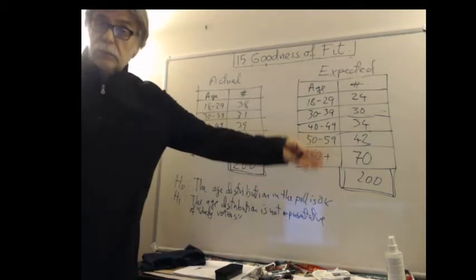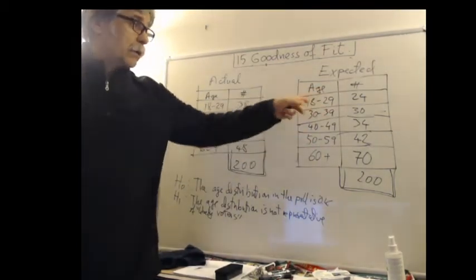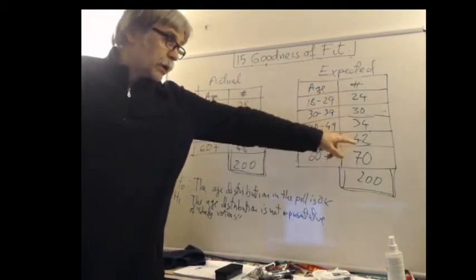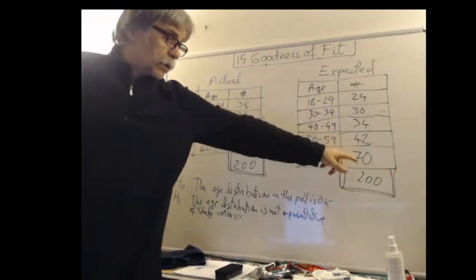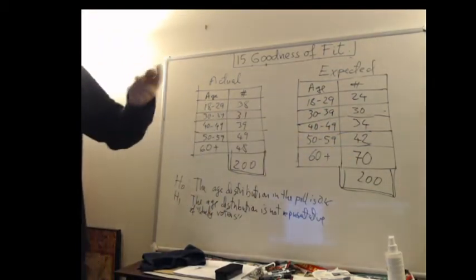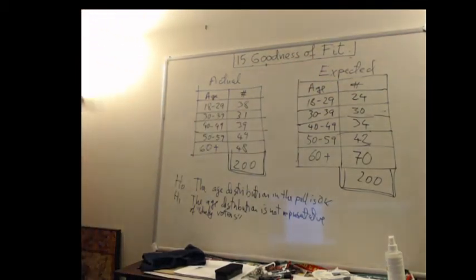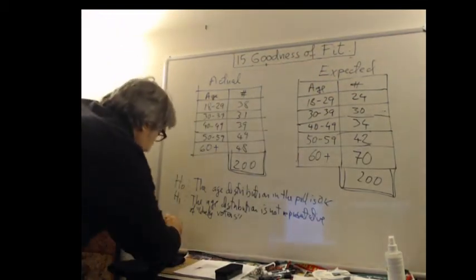So in the last election, this is how they look like. 12% in this age group, 15% in this age group, 17% in this age group, 21% in this age group, 35% in this age group. I'm talking about percentages, right? But out of 200, you double everything. Okay, so now you have a test value.